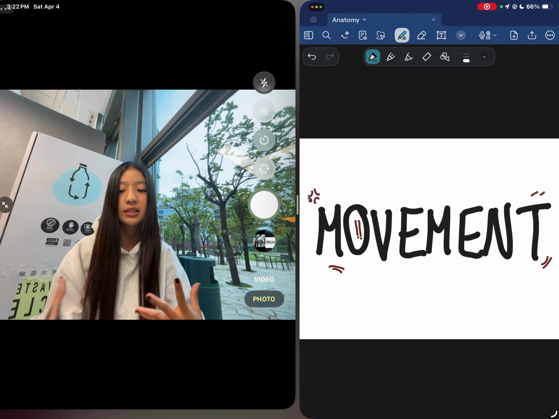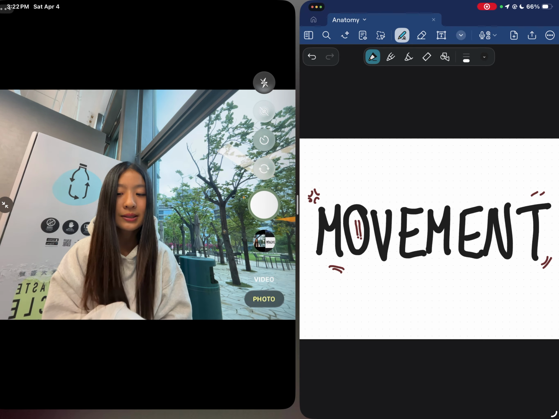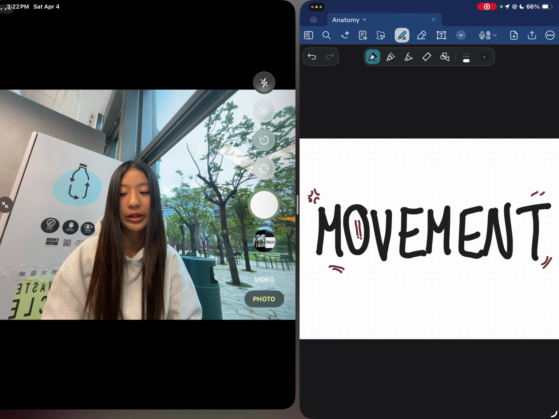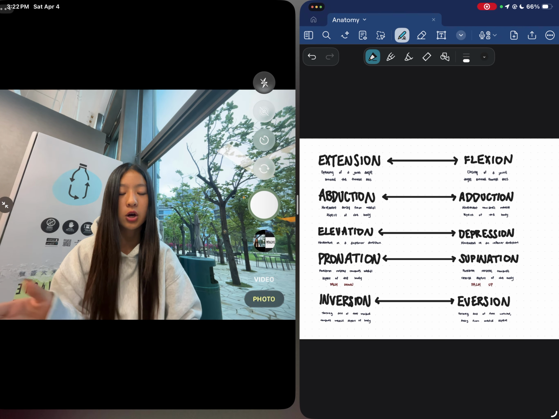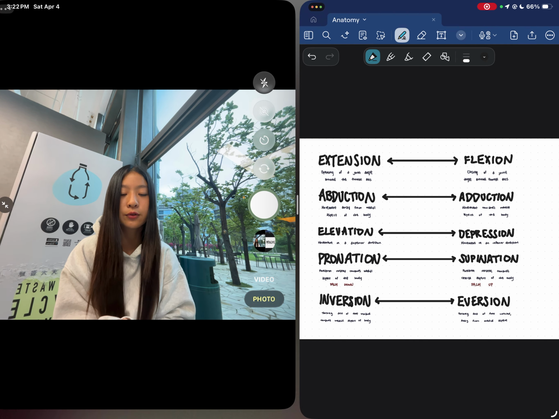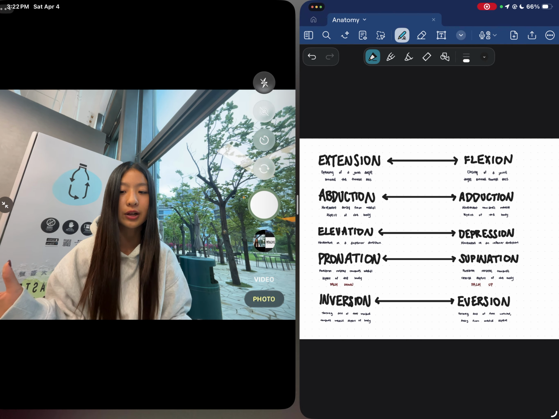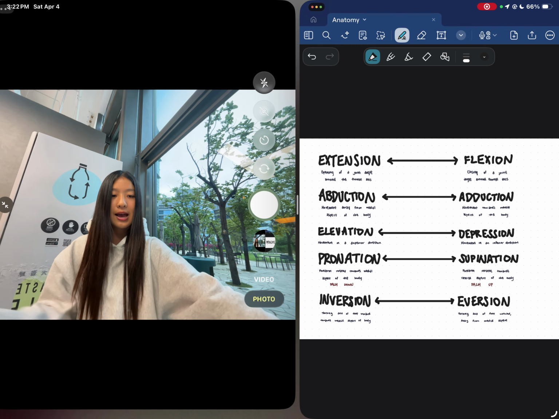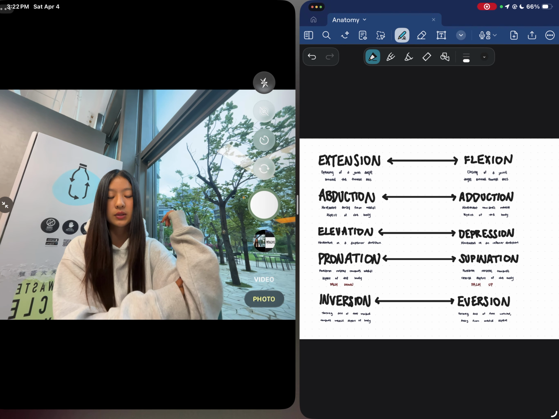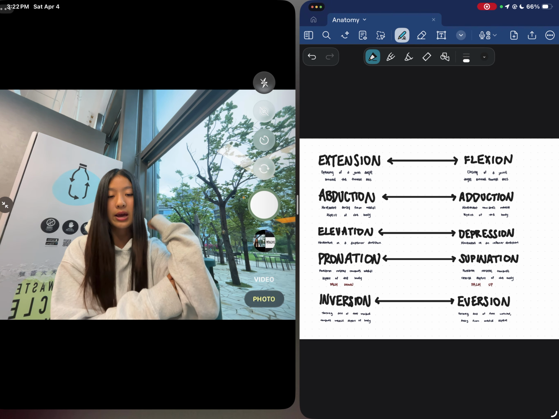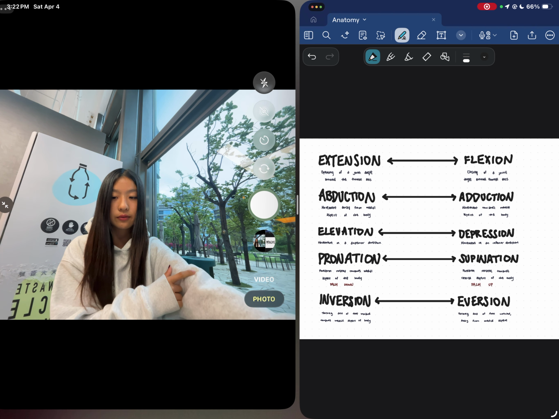Okay, we're going to discuss movement and movement at the joints as well as the planes and axes of movement that occur in the human body. To start off with, all of these movement groups are going to be in pairs. For example, we're going to start off with extension and flexion. If my arm is out and I flex it in, the angle between my arms is closing. So flexion is the closing of a joint angle, whereas extension is the opening of the joint angle.